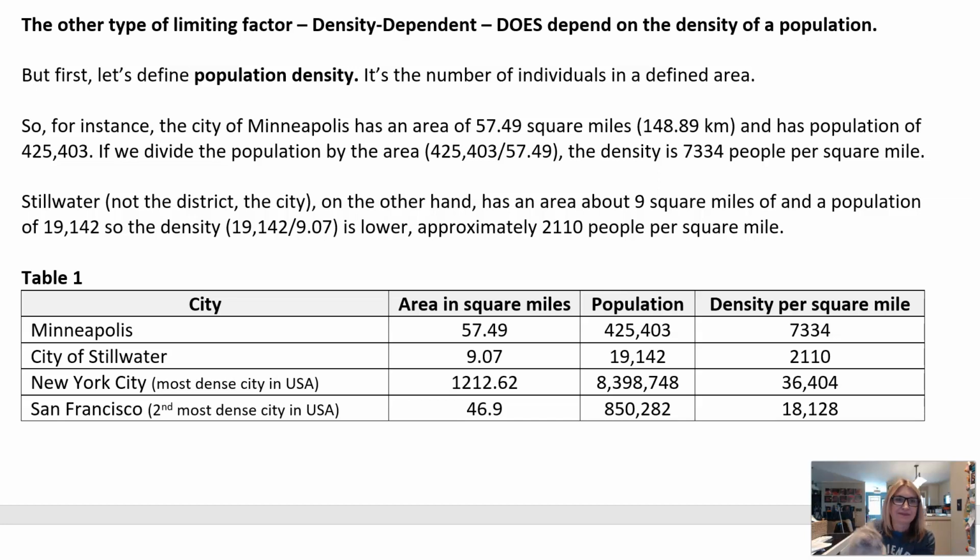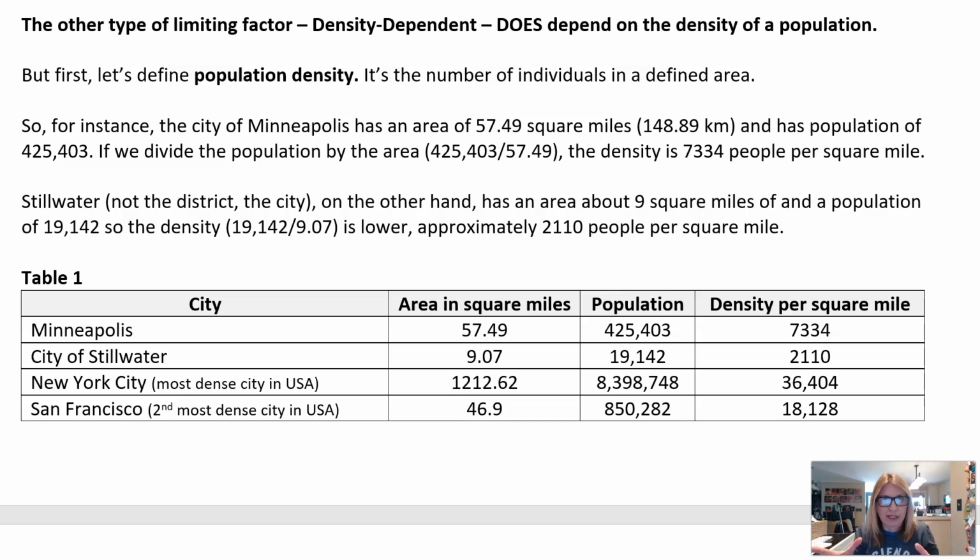Understandable. All right, now if we're talking about Stillwater, and I'm not talking about the Stillwater School District, but the city of Stillwater, it has an area of about 9 square miles. I know, I thought it was bigger too. And a population of about 19,142. So if we divide the number of people by the square miles, then we have about 2,110 people per square mile. So if you've got that same square mile, then it's not as dense as the city of Minneapolis.